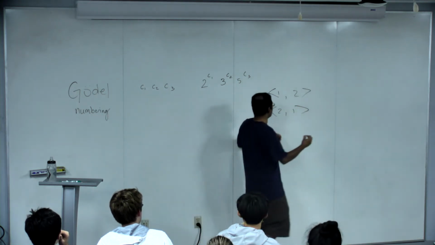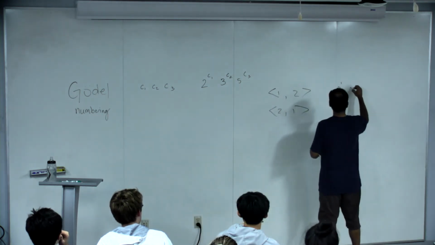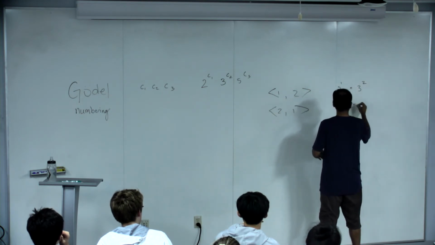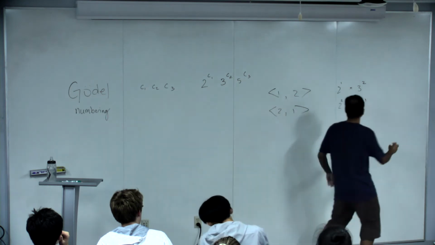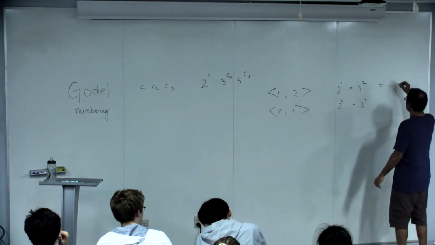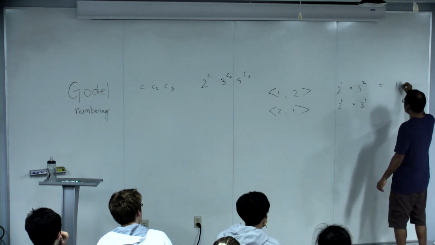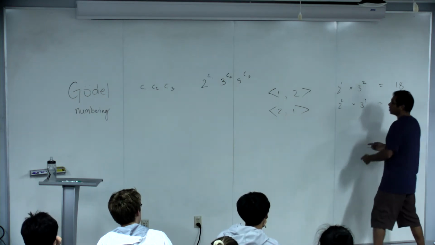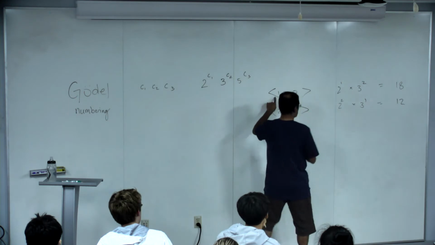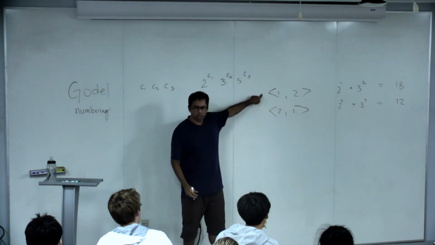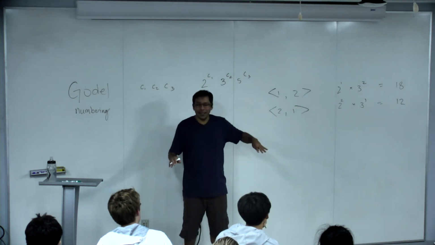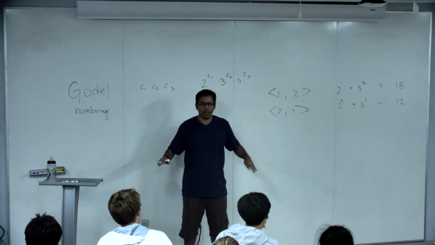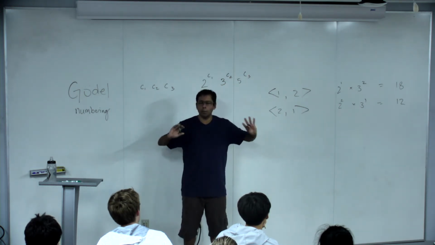So if I decide that this is equal to 2 to the power of 1 times 3 to the power of 2, and this is 2 to the power of 2 times 3 to the power of 1, right? What is this number? 3 3s are 9, 2s are 18, and this is 2 2s are 4, 3s are 12, right? And so this tells me that apparently this one comes before this one, right? This number comes before this, and that's all I need. I just need a way of putting them in an order in a way that I can recover later on. That's all I need. It doesn't really matter. It's a completely artificial, made-up order.